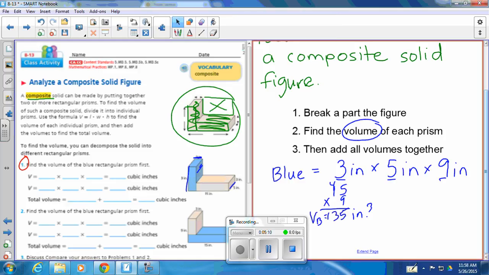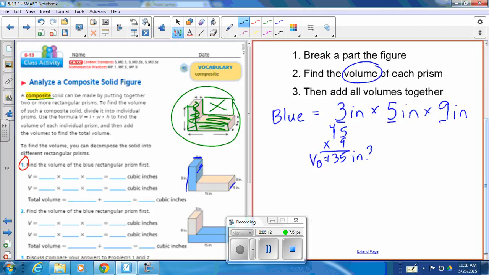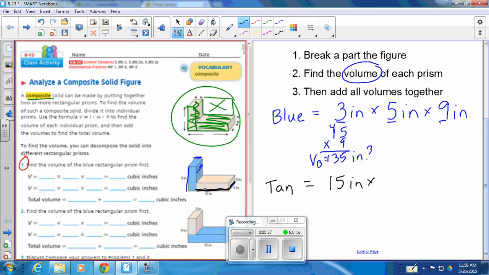Now we want to find it of the tan. I'm going to use black because I don't have a tan marker. It will show up really well. Okay. So the tan one, what's the width or the length? 15 inches. What is the width? 5 inches. And the height? 3 inches. Okay.